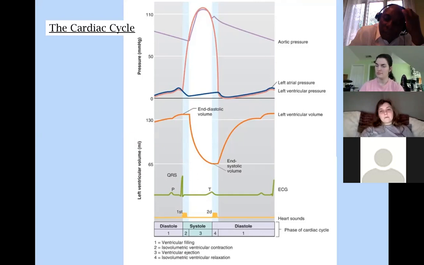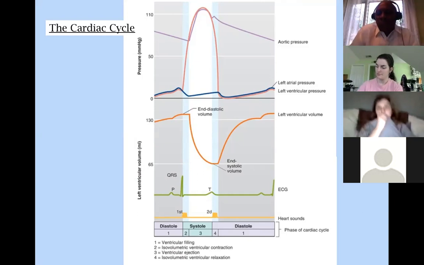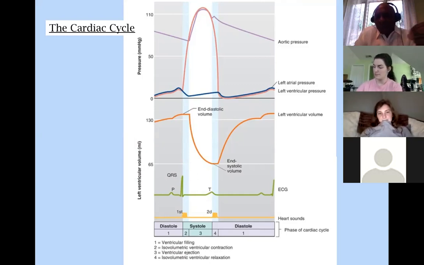70 milliliters. 70 mils is ejected. So we're going to give that volume a name. That volume that's ejected is called stroke volume. So stroke volume is the amount that's ejected. And these are dynamic volumes. The amount that's ejected, stroke volume, and this is important. What I'm going to say here is important.